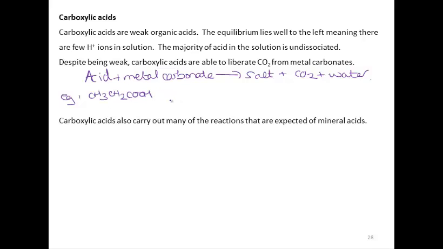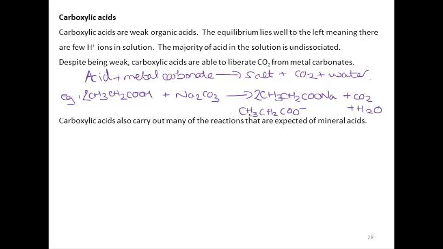And this is propanoic acid. We add sodium carbonate. That will leave us with this salt here, which is a sodium carboxylate salt, and CO2 and water. Just a bit of balancing here: a 2 there and a 2 there. Okay, the CH3CH2COO minus, that is what we call a carboxylate anion.